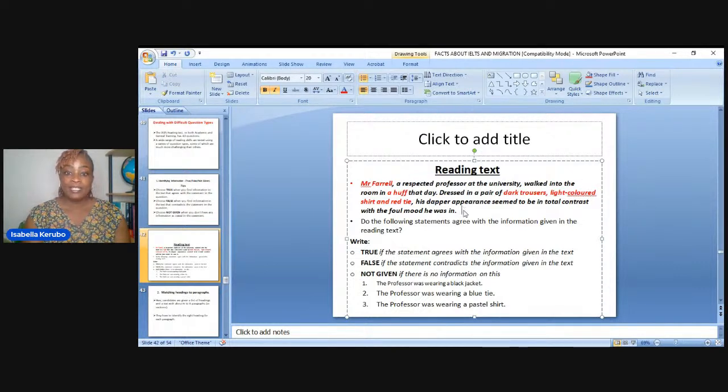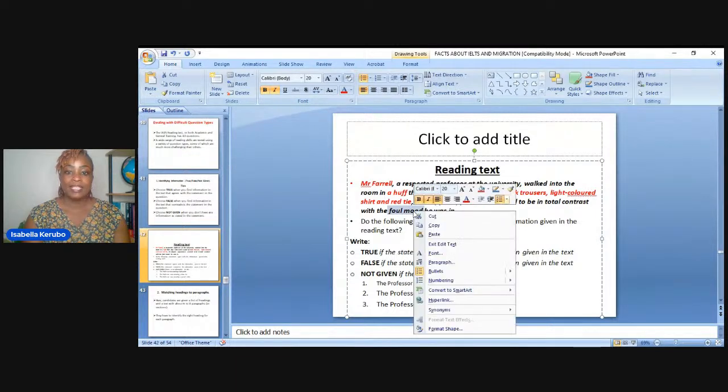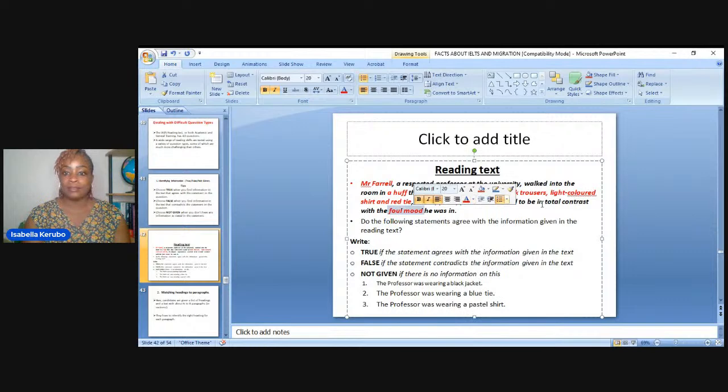His dapper appearance seemed to be in total contrast with the foul mood he was in. Of course, now here we are talking about the mood. Now we've highlighted or underlined the keywords in this text. So let's move to the question.